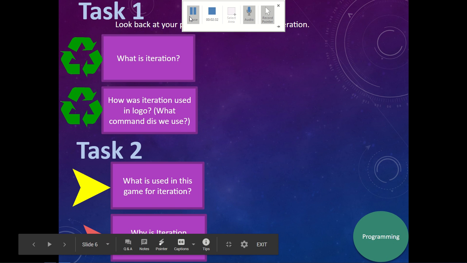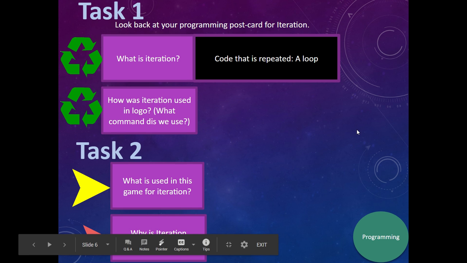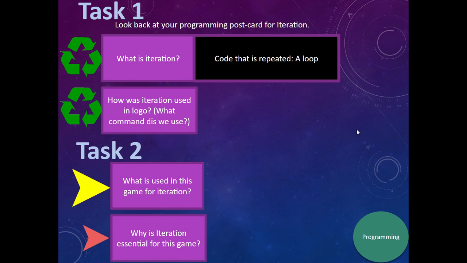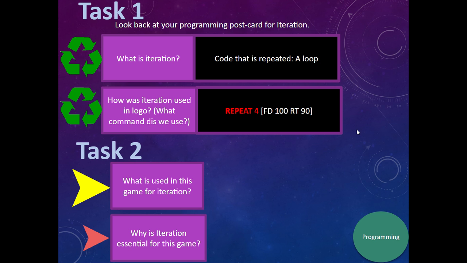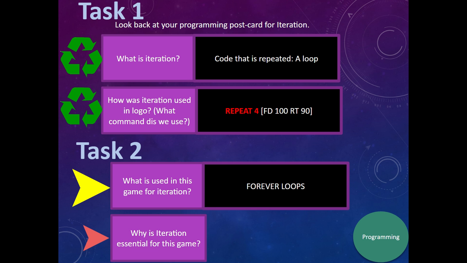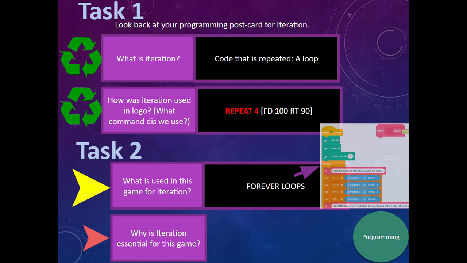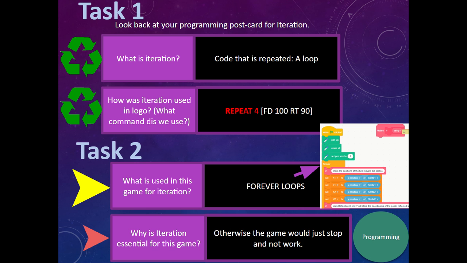Here are our answers. What is iteration? It's code that is repeated, or a loop. In Logo, remember we used repeat for a value, a number, a variable, that repeated the code again and again. This was a square. In this code, remember, we use forever loops, and it's essential, otherwise the game would just stop and wouldn't work.